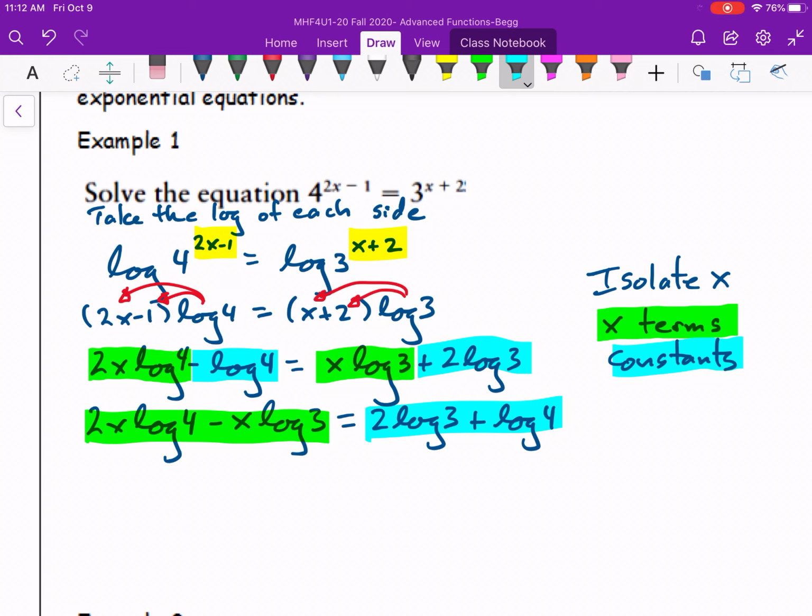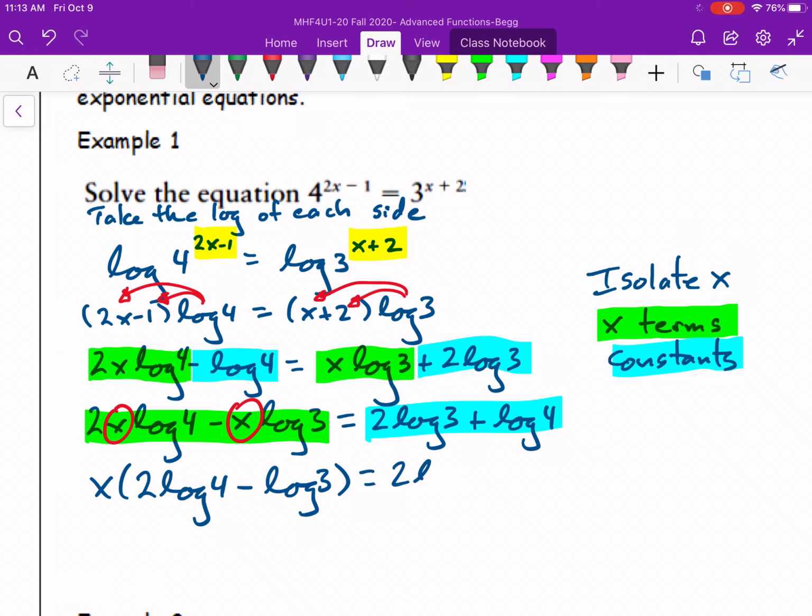Now our next obstacle is I've got 2 x's going on here. If I want to isolate x, I can't have x in 2 different places. I can only do this isolation thing with 1 x. That's where common factoring is very handy. I can take x out of both of these terms. If I divide both these terms by x, then I'm left with 2 log 4 minus log 3. The x has just been common factored out into the front. And I haven't done anything to the right side in this step.